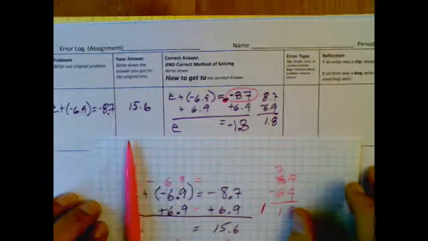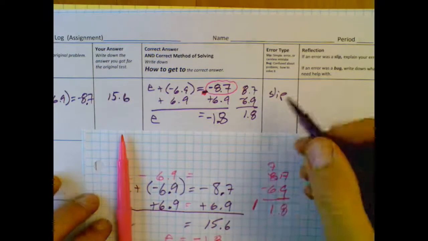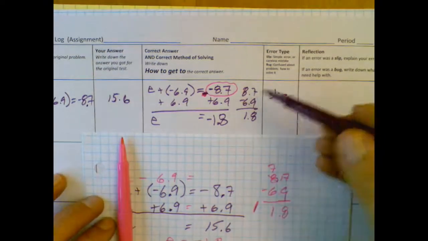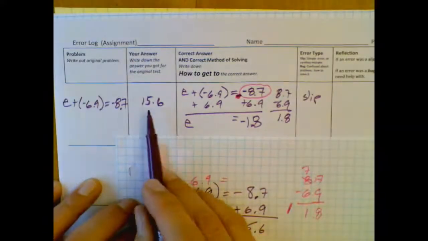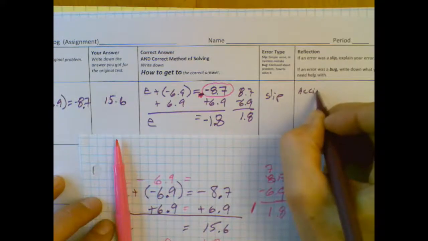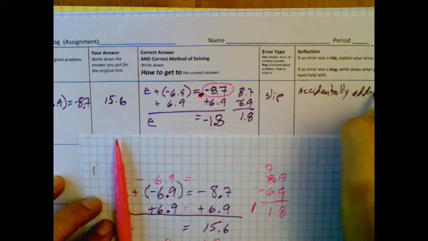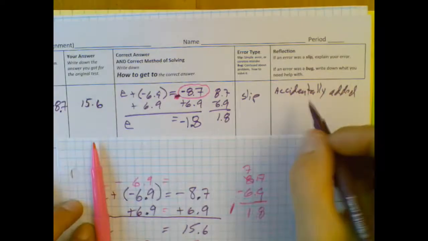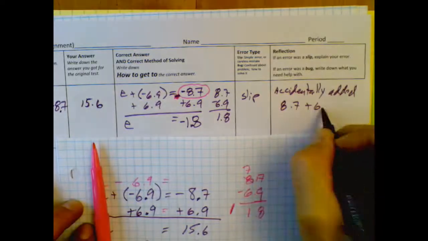So I guess for me in this case, this is probably a slip, because I didn't pay attention to the fact that these are different signs. In my wrong answer, I just added the numbers. So I accidentally added 8 7/10 plus 6 9/10.